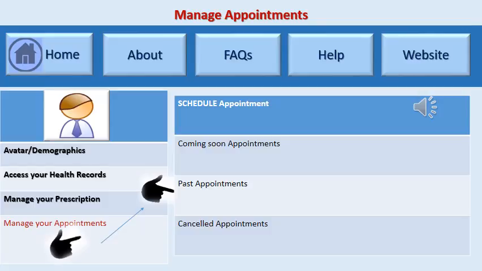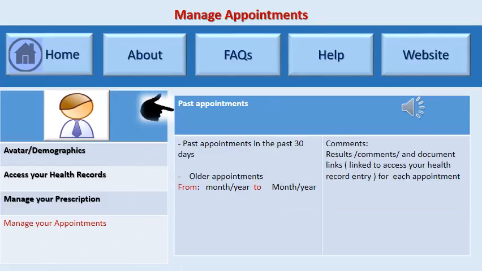Going back to the manage your appointments button, you will choose now the past appointments. As you choose the past appointments, you will have again the drop down menu with the left hand side showing the past appointments in the past 30 days. You will have an option to choose from older appointments, and you will have to specify a range from, to, using the month and the year. And on the right hand side again you will have the comments part, which contains results, comments, and document links to access your healthcare entry for each appointment that's showing in this menu.